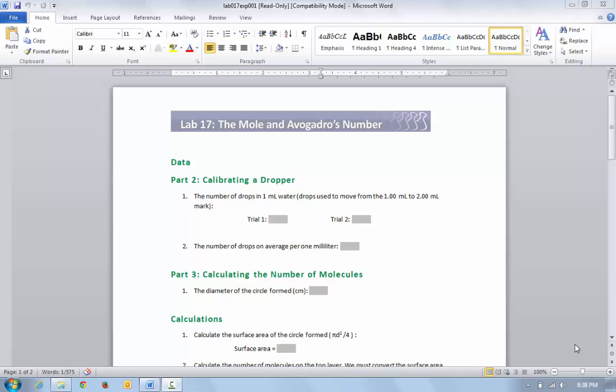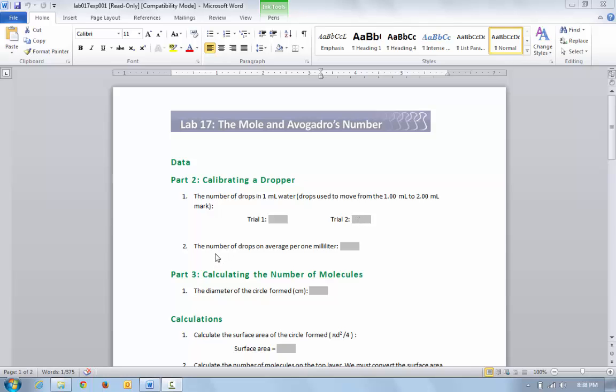All right, I've had a couple students email me questions about the lab, so I was going to go through the data table so that you know what to do with your calculations. First off, in the data table, there's a spot here in trial 1 for you to put the number of drops that it took to go from 1 milliliter to 2 milliliters. And then this is for trial 2.